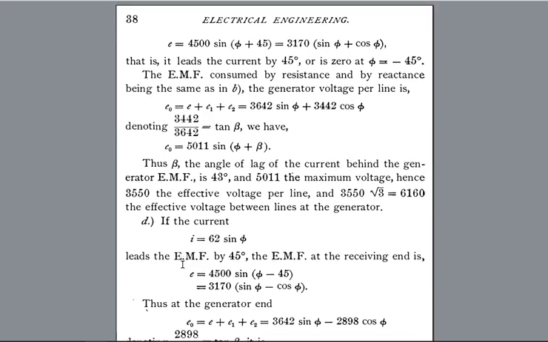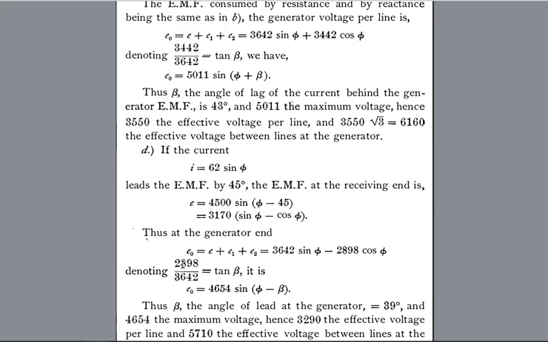D. If the current I equals 62 sine phi leads the electromotive force by 45 degrees, the electromotive force at the receiving end is E equals 4,500 sine of phi minus 45 degrees equals 3,170 times the quantity sine phi minus cosine phi.